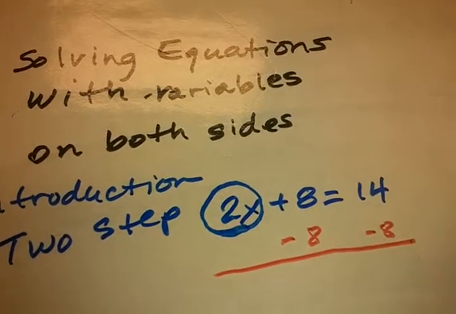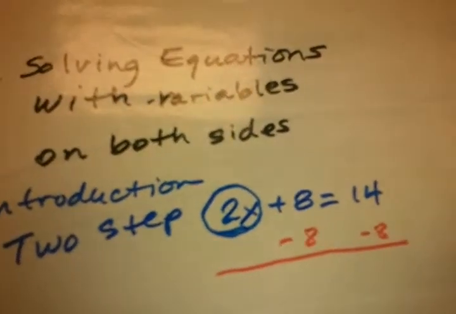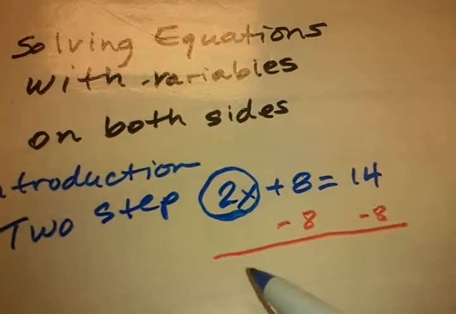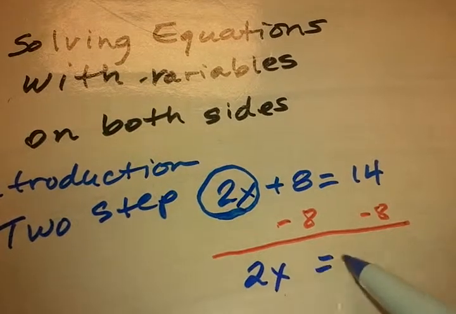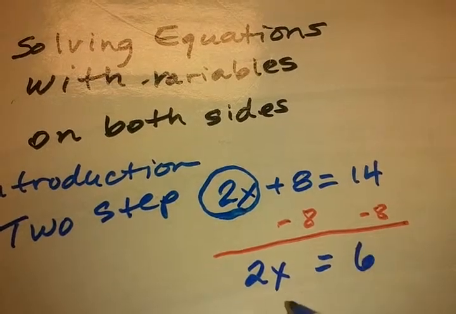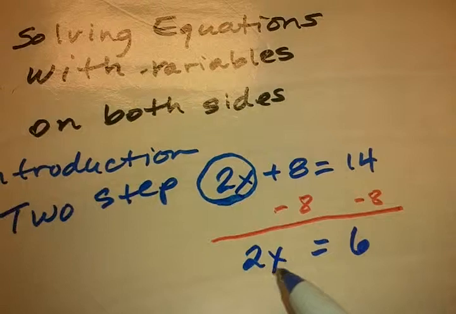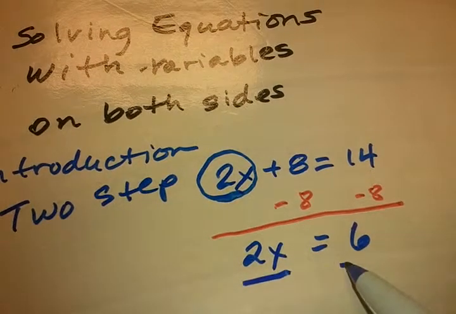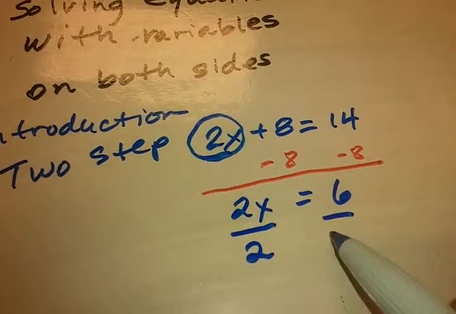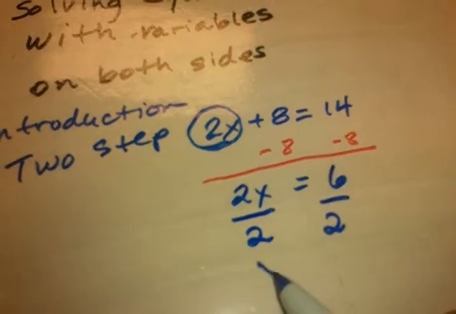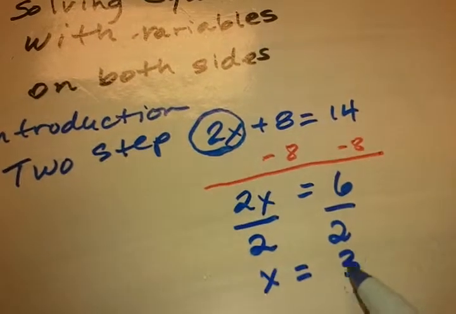On this side, we will have 2x left. 2x is going to be equal to 6. This is connected through multiplication, so we do the opposite by dividing by 2. So x is going to be equal to 3.